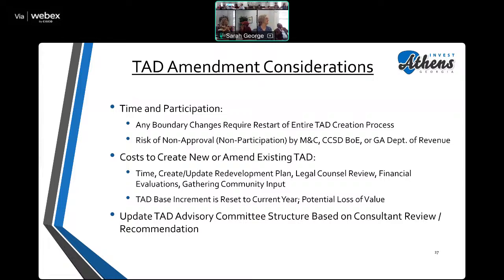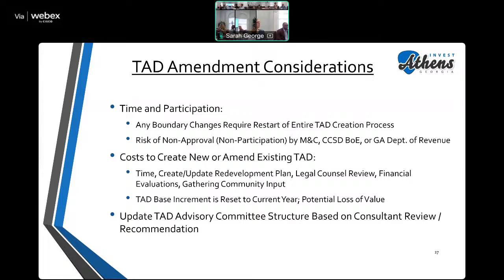One of the risks is that you might then have non-approval or non-participation from the mayor and commission, Board of Ed, or the Department of Revenue may decide not to certify. The TAD costs mainly are in the time it takes to create and update the plan, go through legal counsel review, do the financial evaluations for either an amendment or a new TAD, and the community input process.